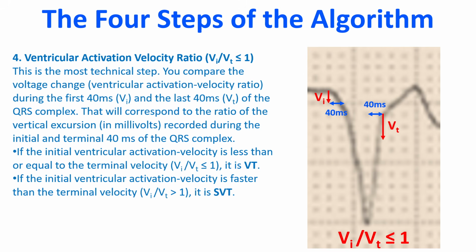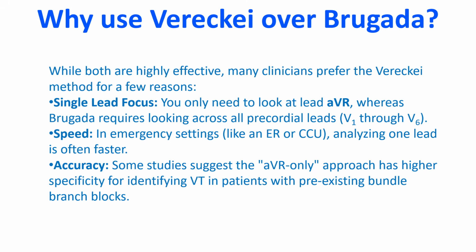If the initial ventricular activation velocity is faster than the terminal velocity, Vi/Vt more than 1, it is SVT. Why use Vereckei over Brugada criteria? While both are highly effective, many clinicians prefer the Vereckei method for a few reasons.